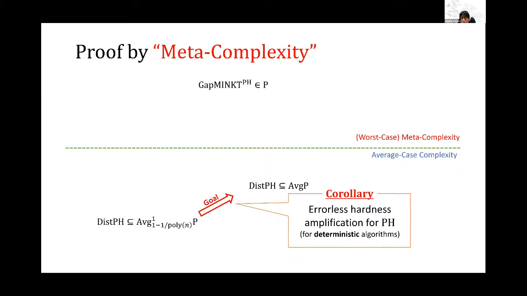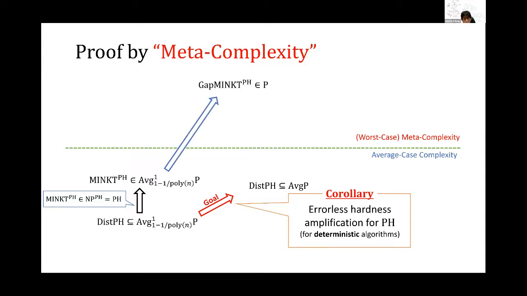On the top half of the figure, I'm going to write statements on worst case metacomplexity. On the bottom half of the figure, I'm going to write statements on average case complexity. As a first step, we observe that min KT with pH oracle is a problem in pH. I haven't explained the definition of min KT with pH oracle, but this is just a simple observation. Namely, if pH is easy on average, then min KT with pH oracle is easy on average as well.